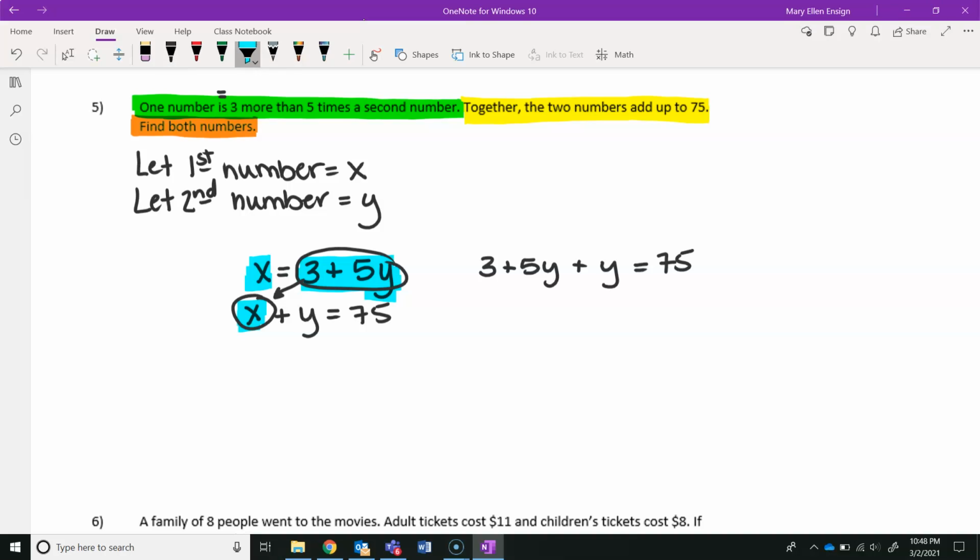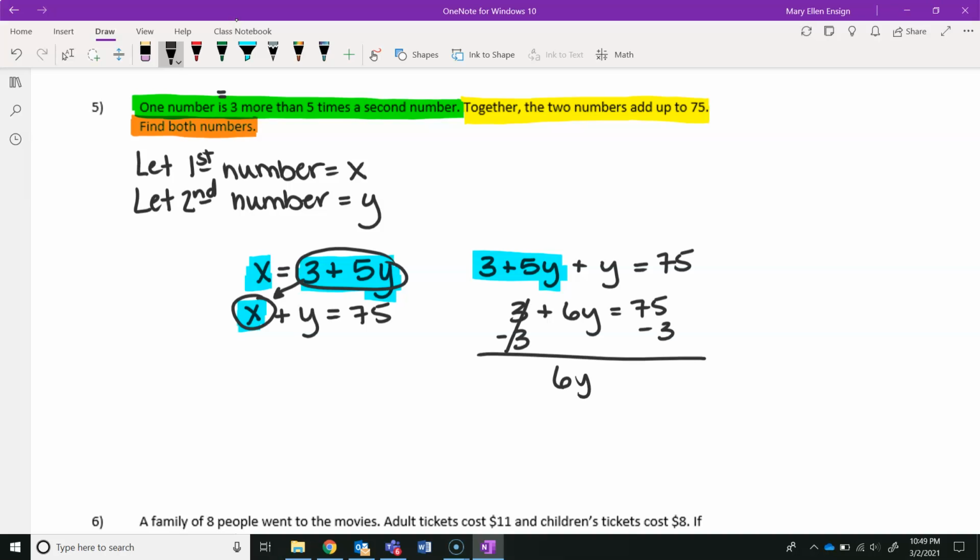Again, don't be confused by those two y's. 3 plus 5y all went in for where x was. And then I have the other y equals 75. Now though, I can just combine like terms and solve this. This is a relatively easier equation to solve. So I subtract 3, 6y equals 72, divide by 6. 72 divided by 6 is going to be 12. So y equals 12. Are we done?